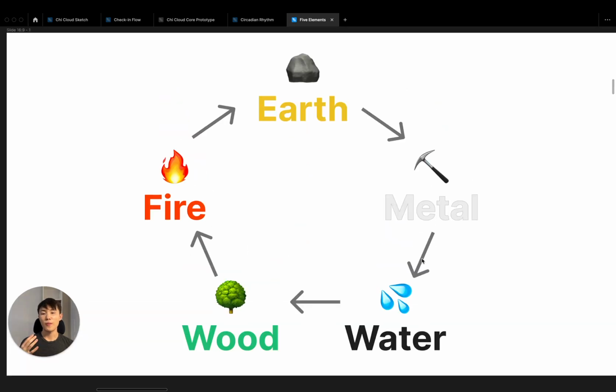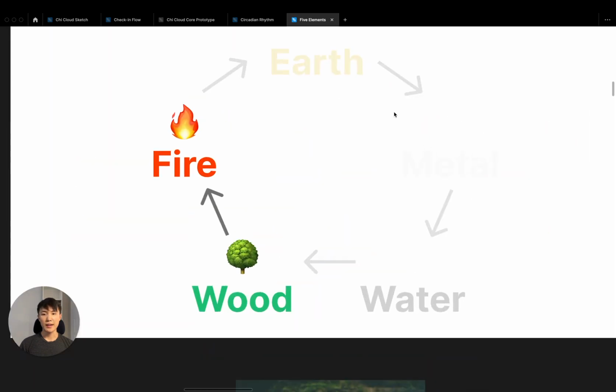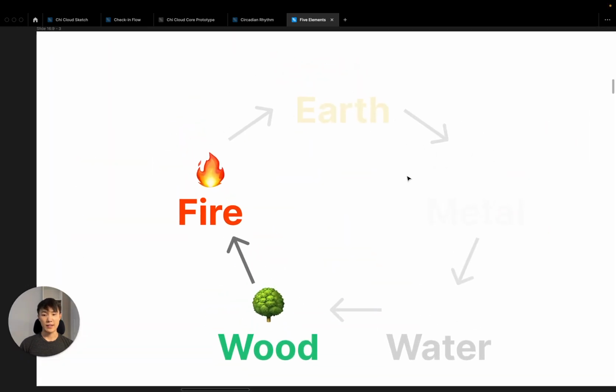So the order that I just mentioned was the generation cycle. Wood creates fire, fire creates earth, earth creates metal, metal creates water, and water creates wood. You can also say that they support or lead into one another. So first, we have wood generating fire.